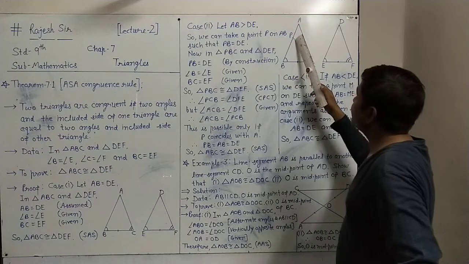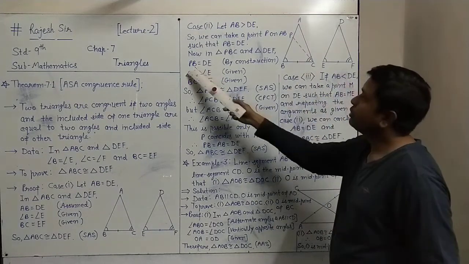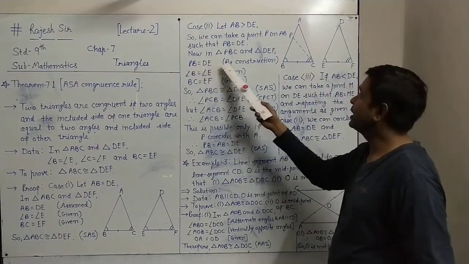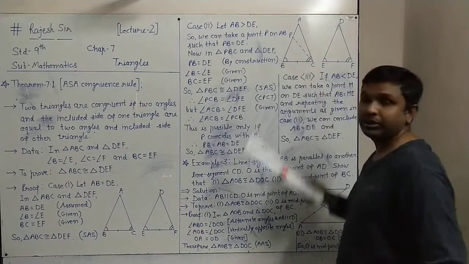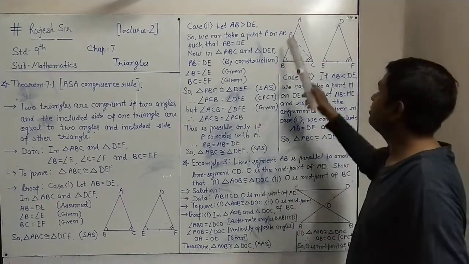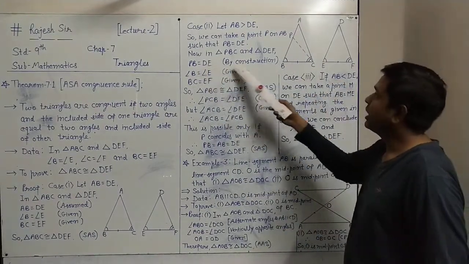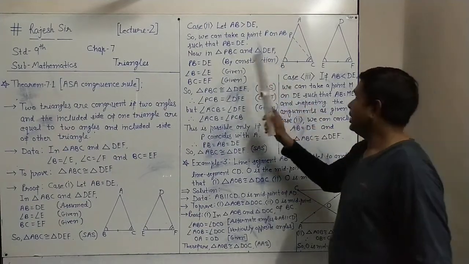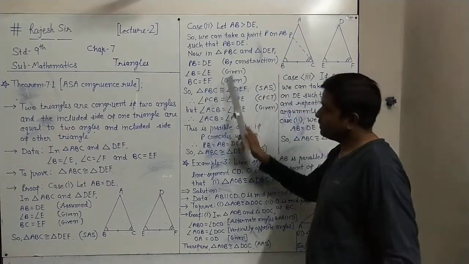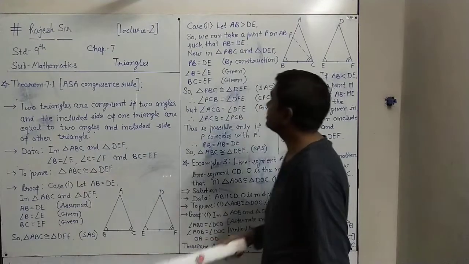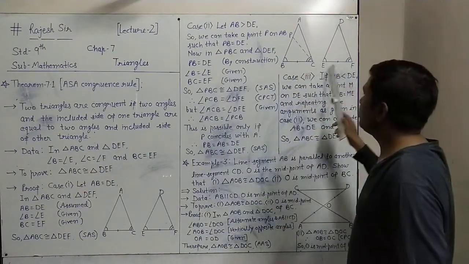We have taken P such that PB equals DE. That we have to take first. PB equals DE. By construction we have taken point P in such a way that PB equals DE. So that is by construction. Angle B and angle E are equal, given in the question data. Similarly, BC and EF are also given.